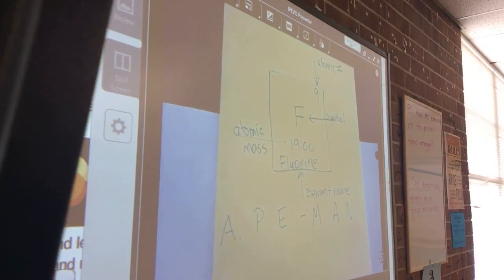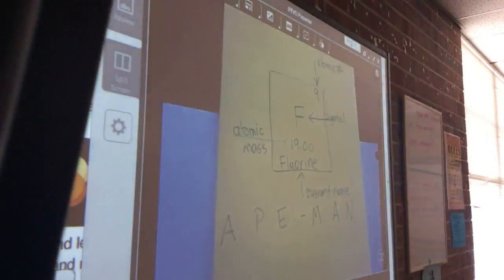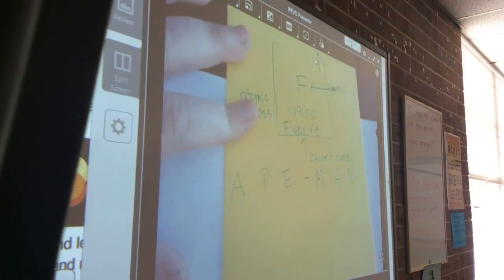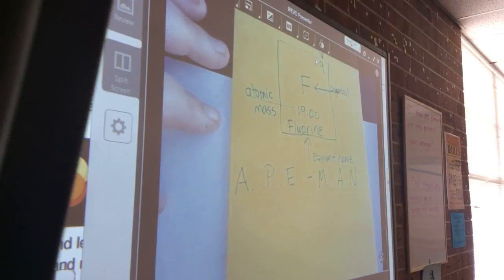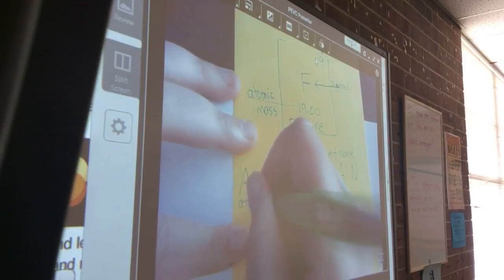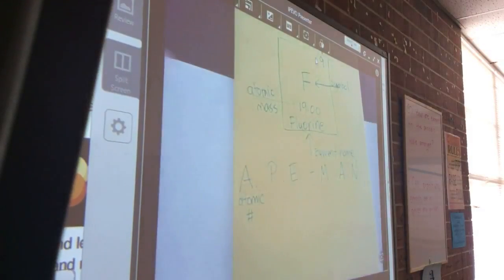Ape man. A stands for atomic number. Makes sense, right? A, atomic number.